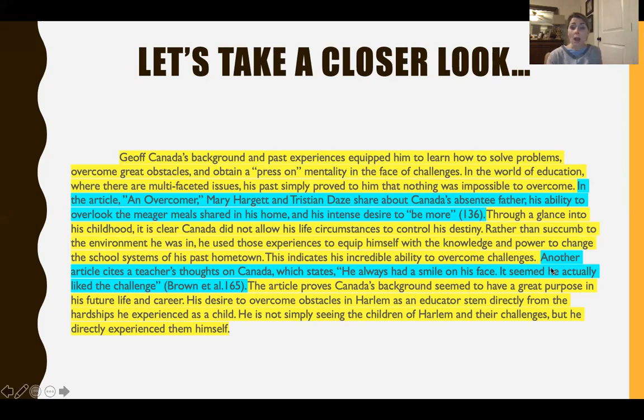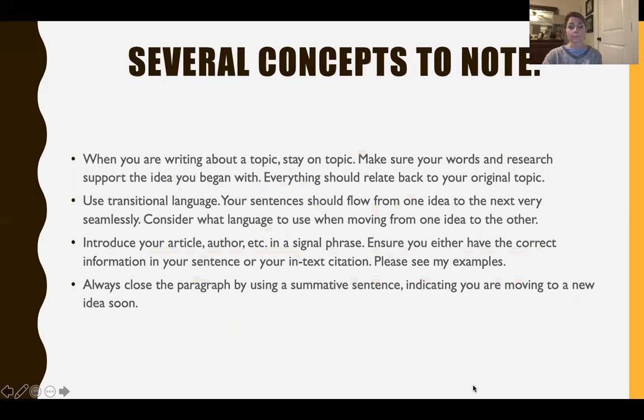In the other article right here, you see that I did not give the name or the article title, cites a teacher's thoughts on Canada, and I give the quote, but here in the in-text citation, since I didn't use that author's name in the signal phrase, I did use it in the parenthetical expression. Another thing I want you to remember is always close the paragraph by using a summative sentence, indicating that you are moving on to another idea.